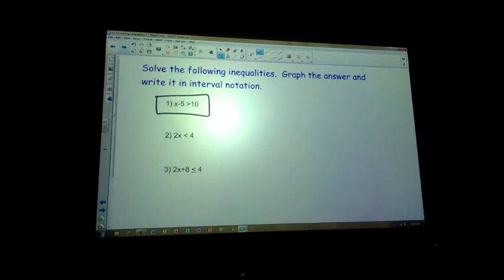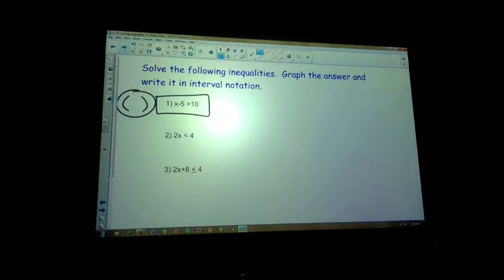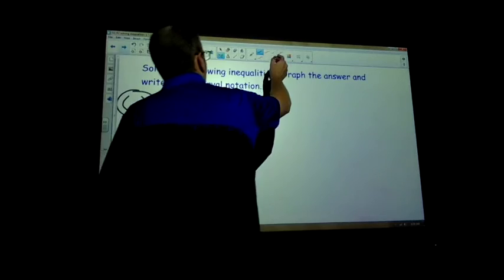Parentheses. So does everyone feel okay knowing we have parentheses? Why is that a parenthesis and not a square bracket? No underline. So this is my first thing. I know that my answer is going to have that as part of it. So let's figure this out.